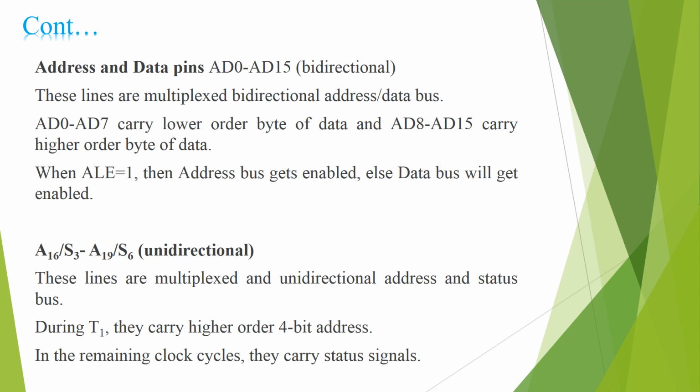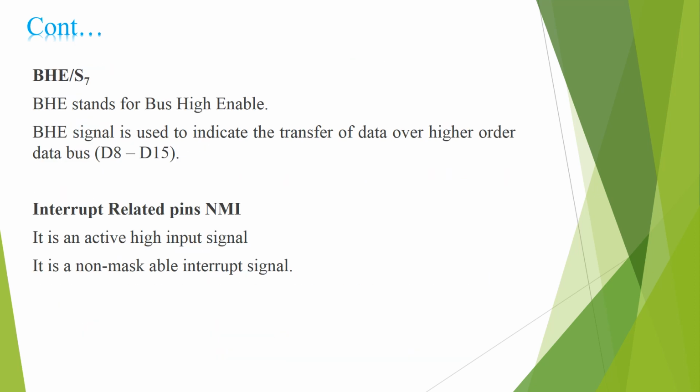After that, A16 to A19, these lines are multiplexed and unidirectional address and status bus. During T1 they carry the higher order 4-bit address. In the remaining time they carry status signals. These are used for the address as well as status signals. Then BHE, bus high enable. It is used to indicate the transfer of data over the higher order data bus D8 to D15.